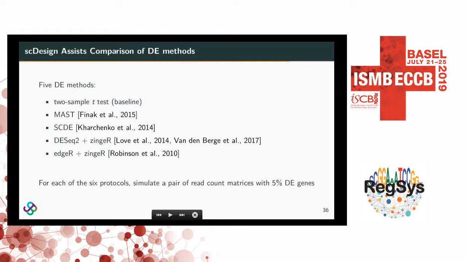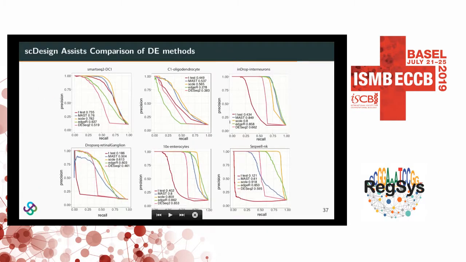What we did is that we simulate a pair of raw count matrices with 5% DE genes to evaluate those computational approaches. And this is the precision recall curve for each experimental protocol. And in each panel, we have those computational methods plotted. Interestingly, you see that t-test does pretty well for Smart-seq2, Fluidigm C1, right? So t-test is not bad.